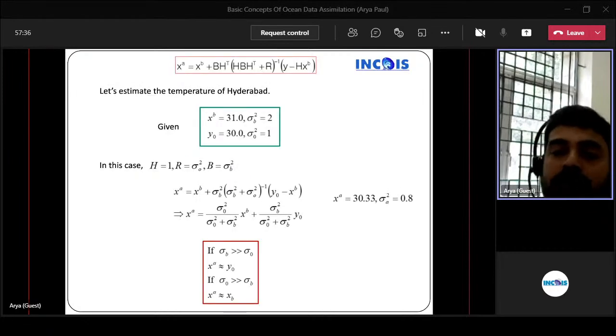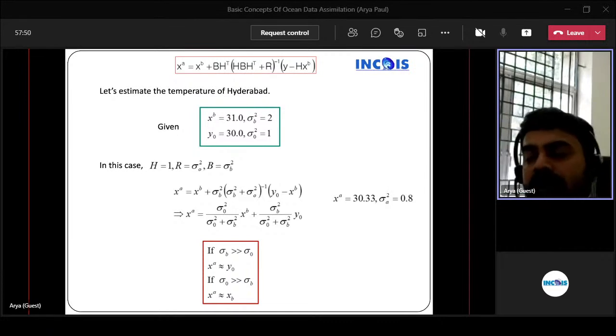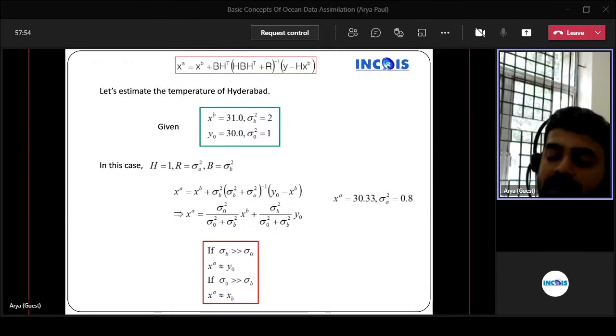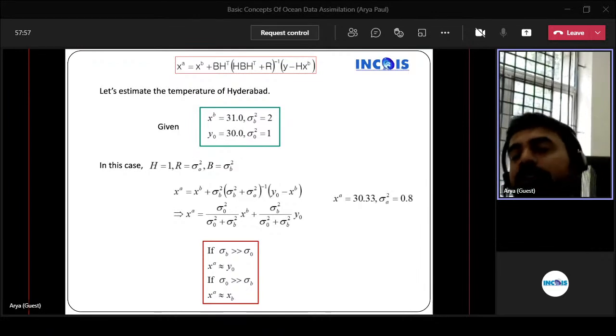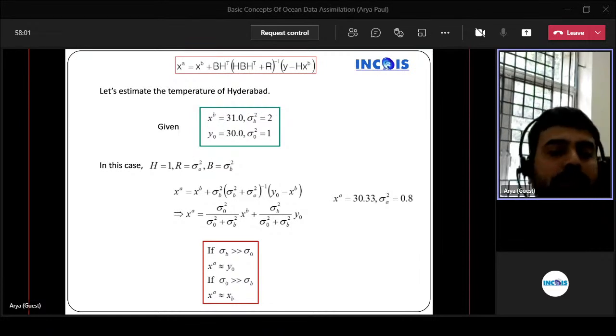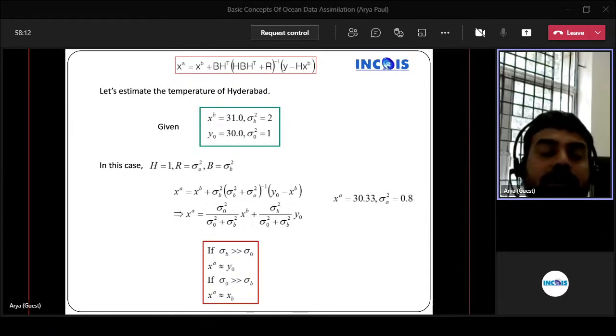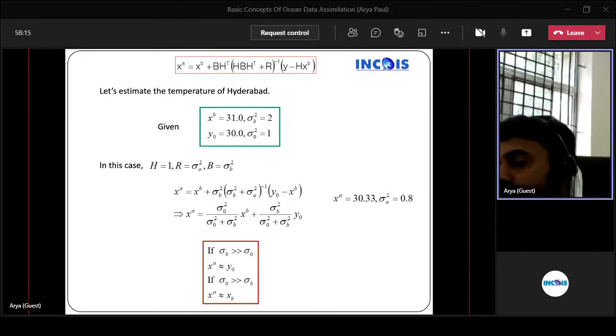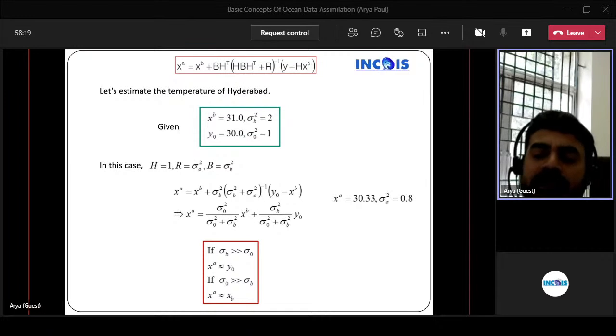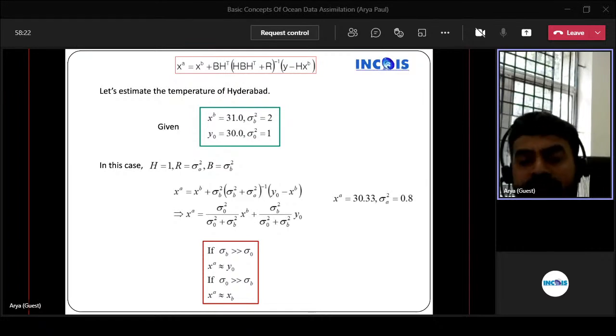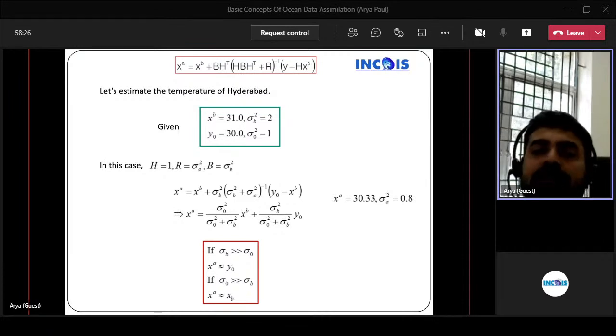Okay, so this has, as of now, nothing to do with oceanography. Let's say we just try to estimate the temperature of Hyderabad at some place, let's say the temperature of the room that you are sitting in. And I run some model to get the temperature. I solve some dynamical equation. And then after solving the dynamical equation, I say that my model is predicting a temperature of 31 degrees centigrade. And the error covariance associated with the model is about 2 degrees centigrade. So essentially what I am saying is my model is predicting 31 degrees centigrade with an error of 2, which means it can be somewhere between 29 and 33.